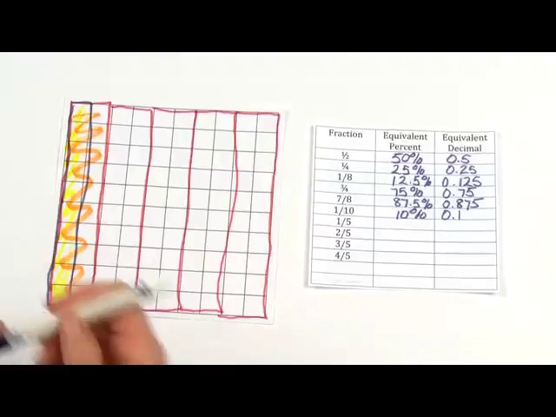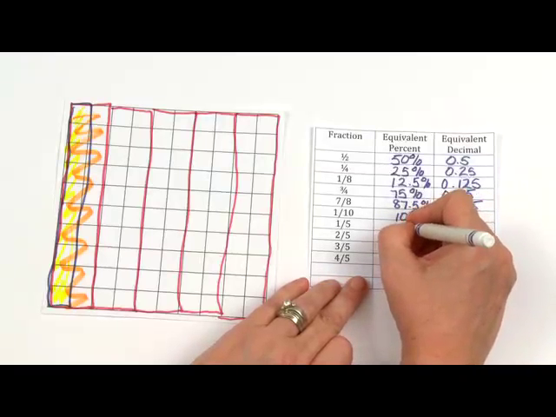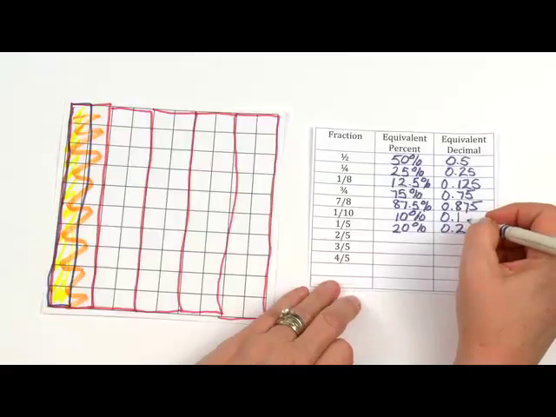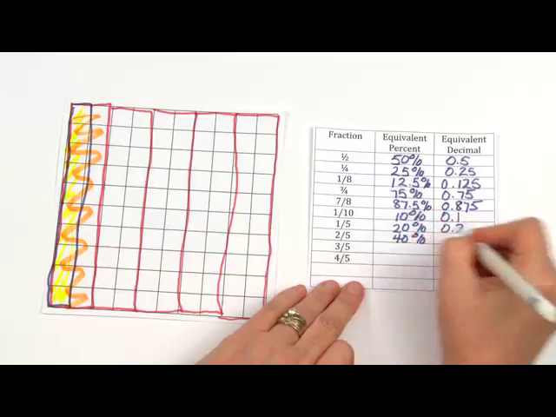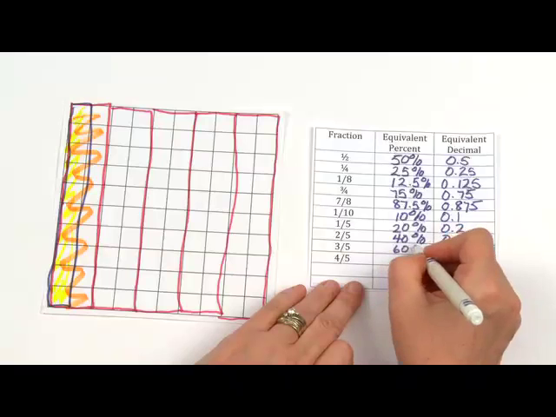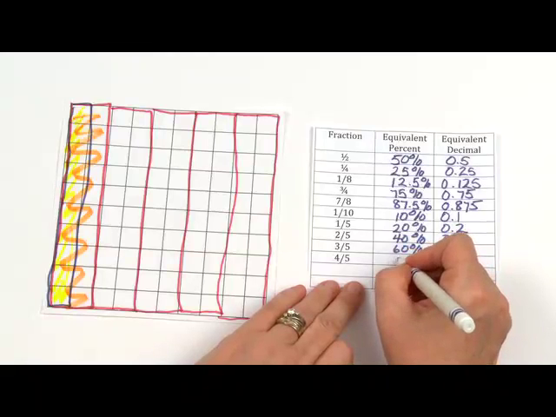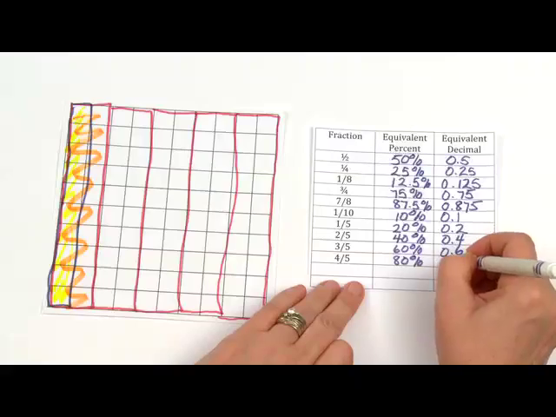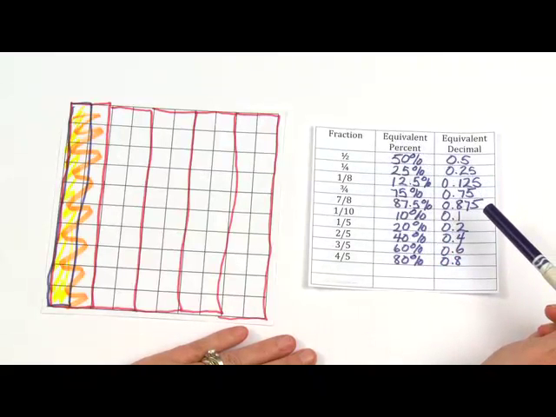So we know that if 1/10 is 10%, 1/5 is twice as much. It's twice as big. And so that will be 20%, or 0 and 2/10. 2/5 will be, you're right, 40%, or 0 and 4/10. 3/5 will be 60%, or 0 and 6/10. And 4/5 will be 80%, or 0 and 8/10.